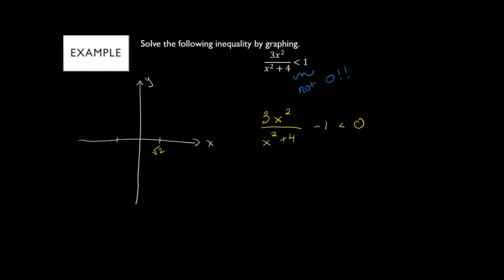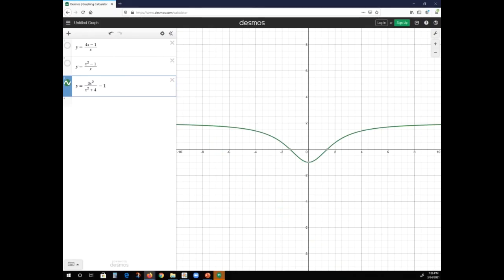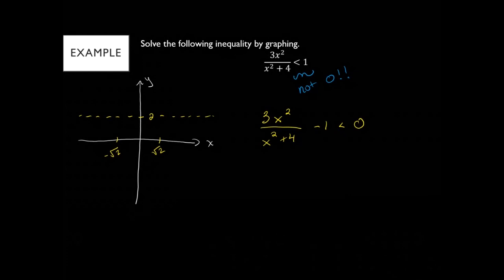We have the square root of 2 and negative square root of 2. And then we have a horizontal asymptote at y equals 2. And we did have a y-intercept. Where's our y-intercept? Negative 1. So our graph is looking something like this.